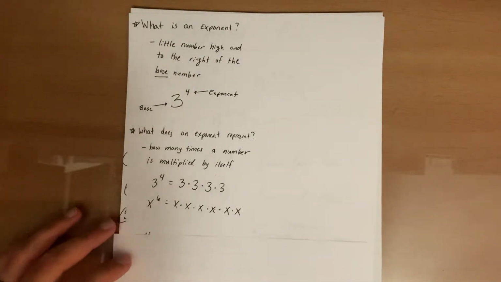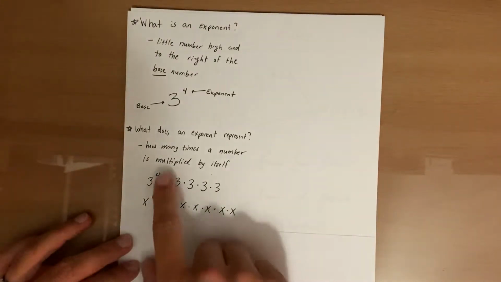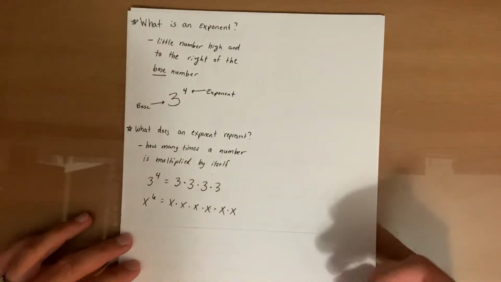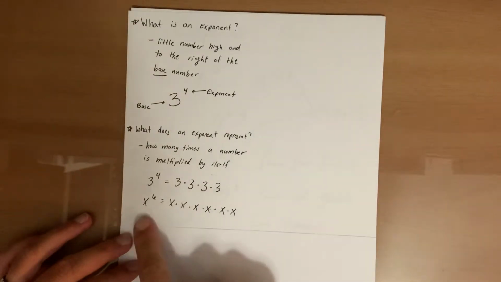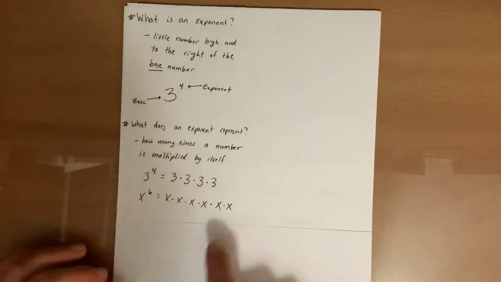Okay, so here it says what does an exponent represent? An exponent is how many times a number is multiplied by itself. So in our previous example, 3 to the 4th, that would be 3 times 3 times 3 times 3. Throwing a variable in there, x to the 6th, same thing, means x times x times x times x times x times x.